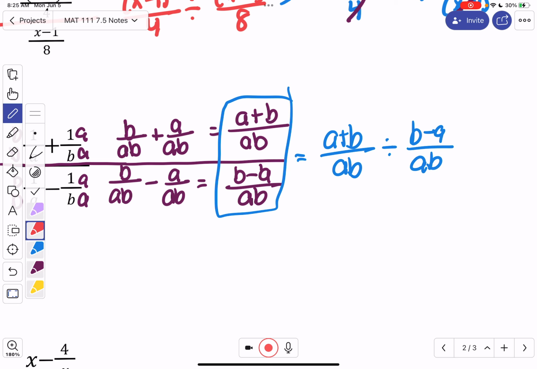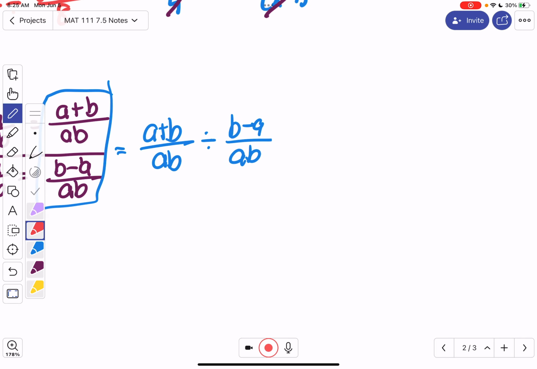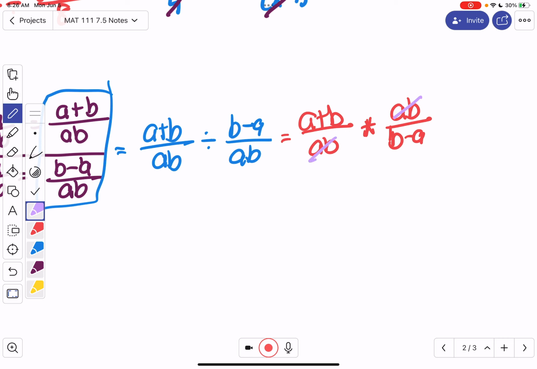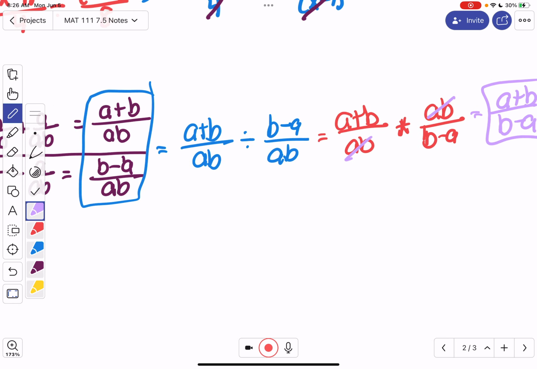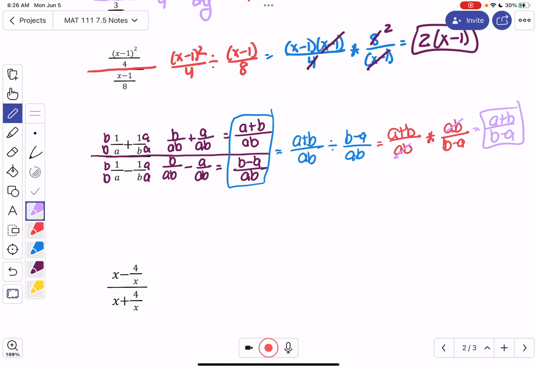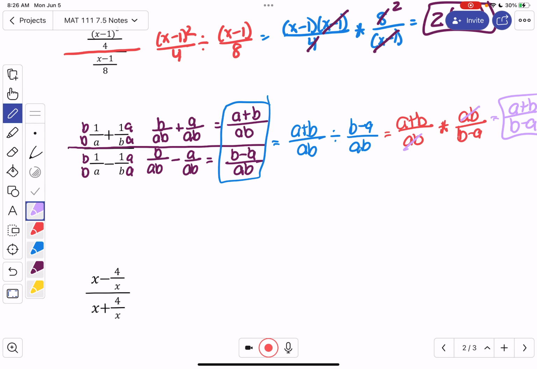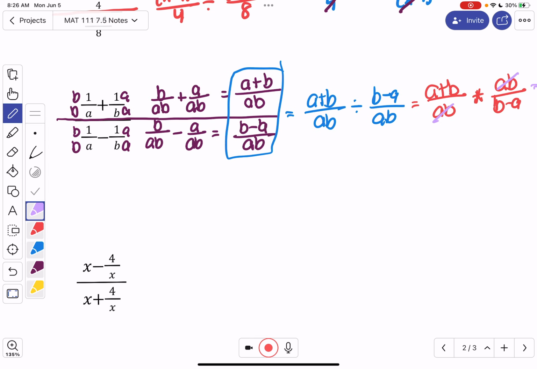Keep the first, so we have a plus b. Change it to multiplication, flip the second. Now we're going to reduce, and we have a plus b over b minus a. And that's as far as that one can get simplified. So even though it looks crazy, scary, and complicated, we're just doing adding and subtracting followed by dividing.